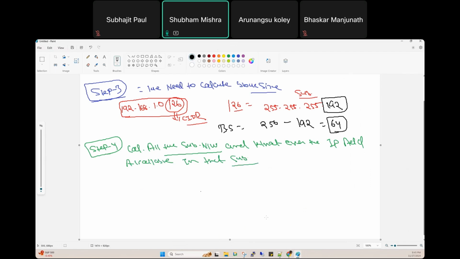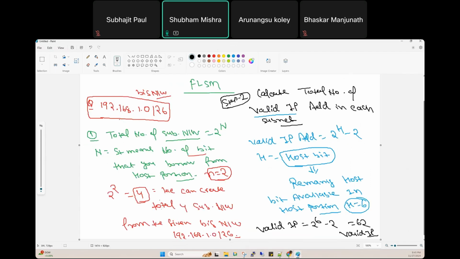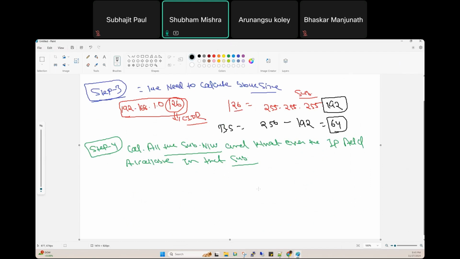Now, according to step number 1, what we calculated, guys, the total number of subnets will be how much? 4. Right? So we already know the maximum number of networks we will get. Agree, everyone? Okay, cool. So the first subnet is 192.168.1.0. Clear? That was the first subnet.